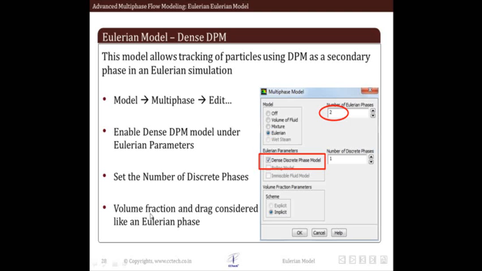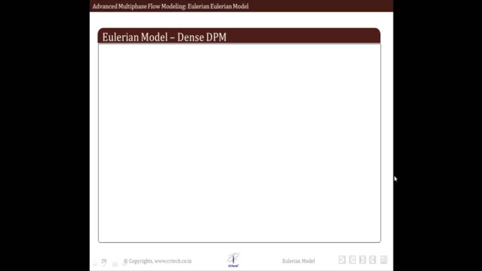In case of the dense discrete phase model, volume fraction and drag are considered like an Eulerian phase. So only the particles are tracked using the Lagrangian tracking, whereas the rest of the equations are solved using the Eulerian method. Now when we use the dense DPM model, the discrete phase model, that is the DPM model, automatically gets activated. We have to input all the settings of the discrete phase model in order to define the discrete phase injections, the discrete phase particle parameters, etc. So we have to do all those settings after we activate the dense DPM model.